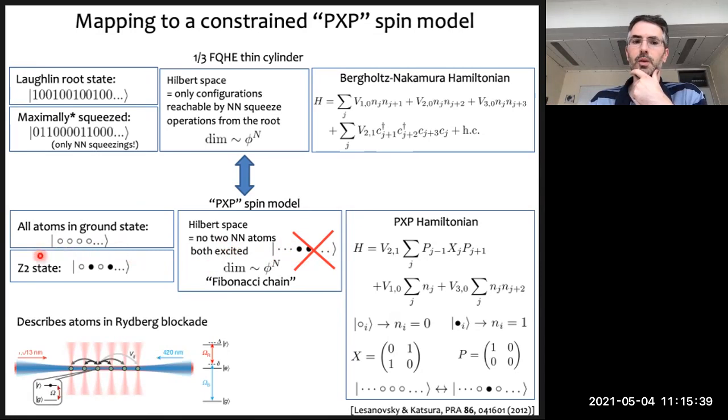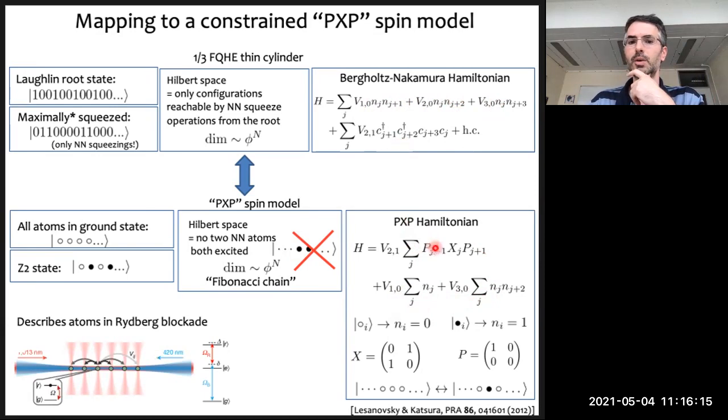So you start from all spins being in the ground state, and then you allow all configurations which do not have pairs of spins who are nearest neighbors that are both excited. So you exclude all the nearest neighbor excitations, and that gives you the same Hilbert space. Now, the way you map the Hamiltonian, you can work out with a little bit of effort, is these density-density terms just become diagonal terms. So they're diagonal in the Z basis for spins.